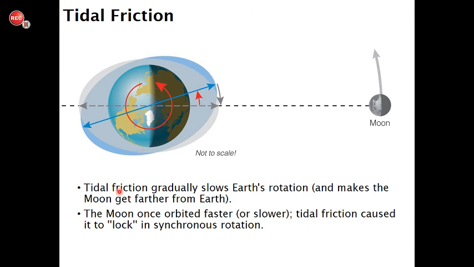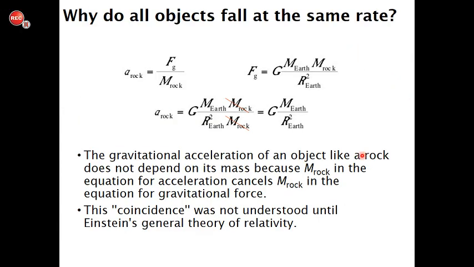And so the moon used to orbit a lot faster, but tidal friction has caused it to lock. And so it orbits with one face facing us, basically because the moon felt tides as well. And it caused it to lose angular momentum until it was synchronous with the Earth. So it orbits at the same rate as it rotates. Okay.